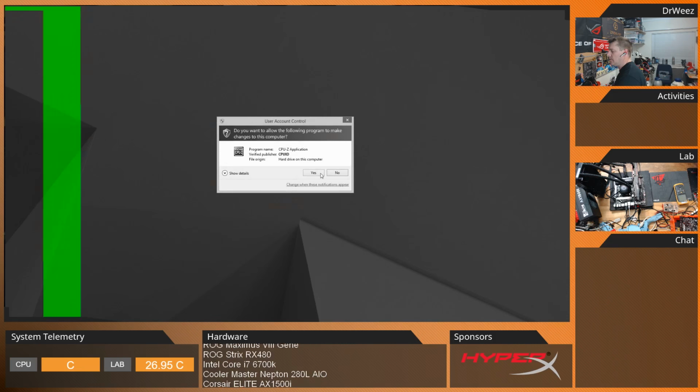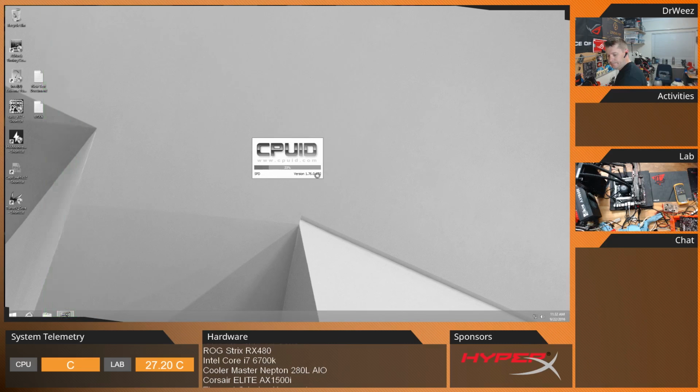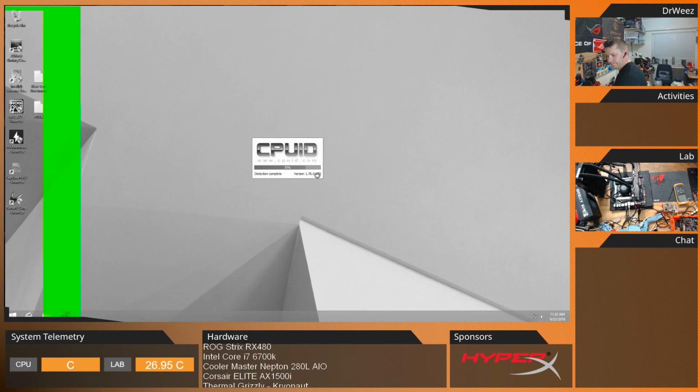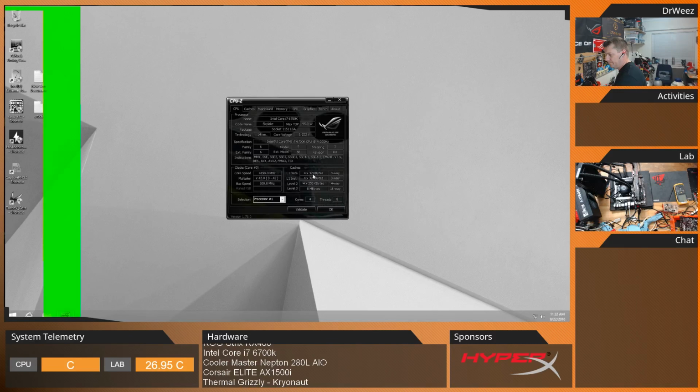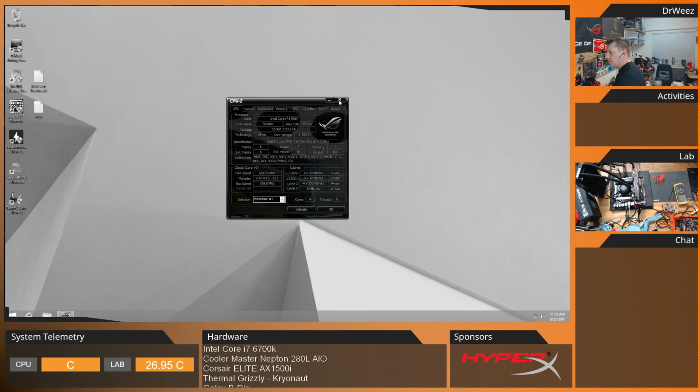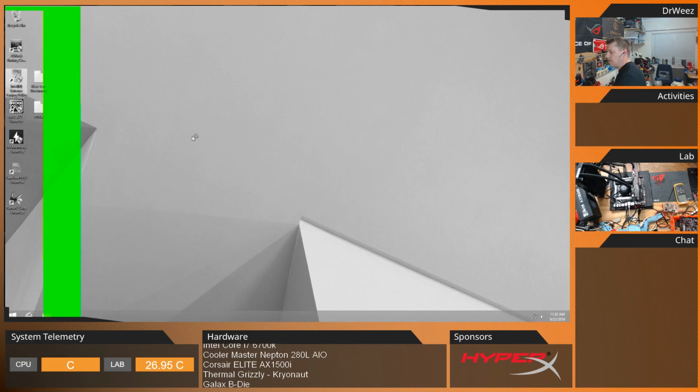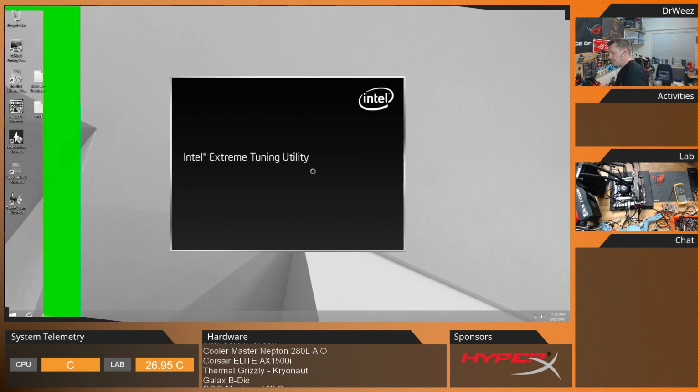Where are we on the CPU? Okay, so we're at stock CPU. Let's run an XTU before we do any clocking, again, just to make sure.